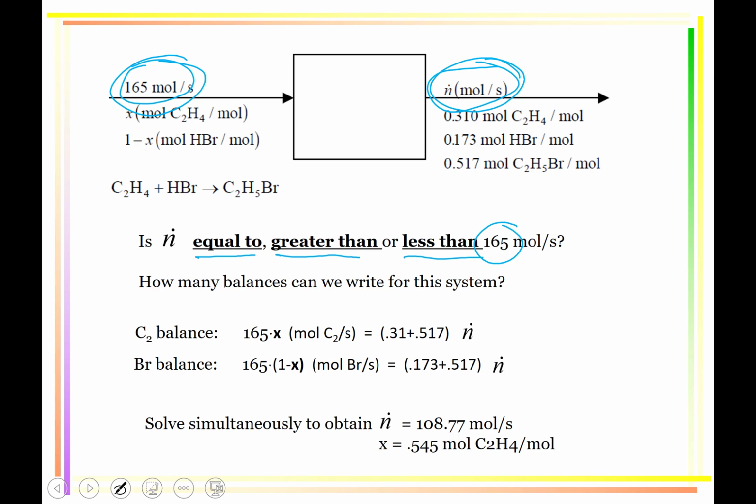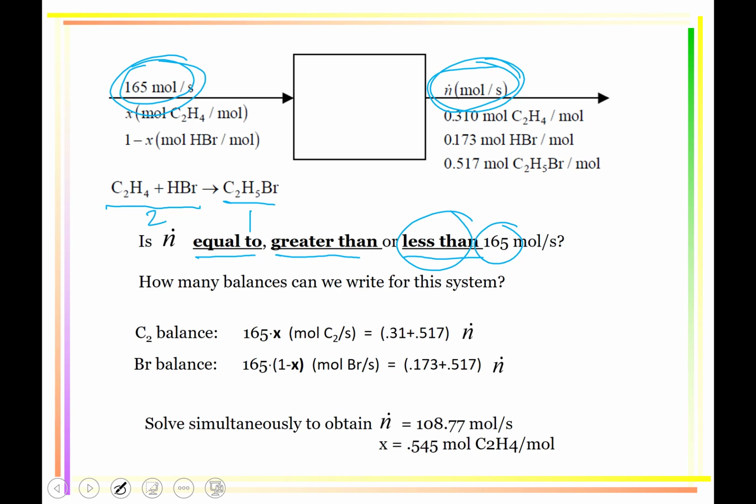So we can look at the chemical reaction and we see we have 2 moles going in and we have only 1 mole coming out. So I can tell you without any shadow of a doubt that if any of the reaction occurs, then n dot is going to be less than 165.